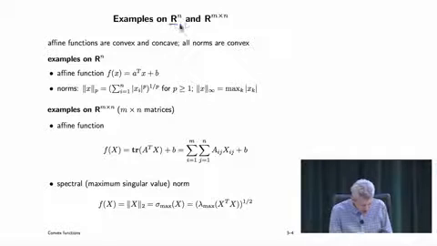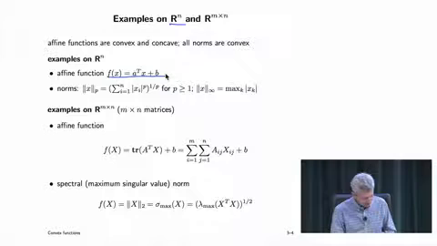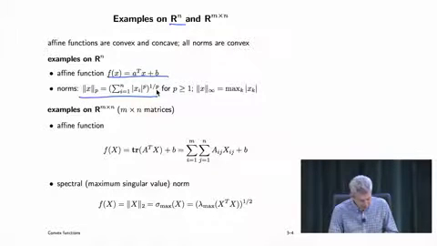So, okay. Let's look at some functions on Rn. Here, a general affine function that's both convex and concave. A norm. So any norm is convex. Okay?